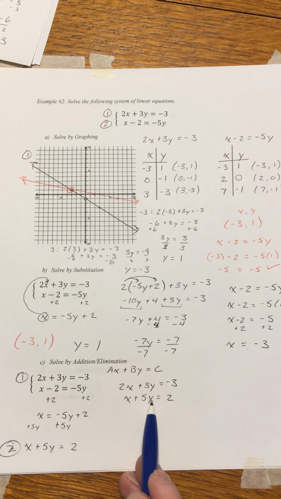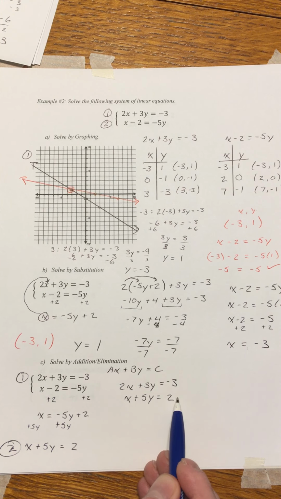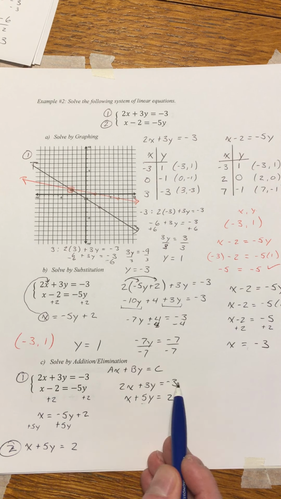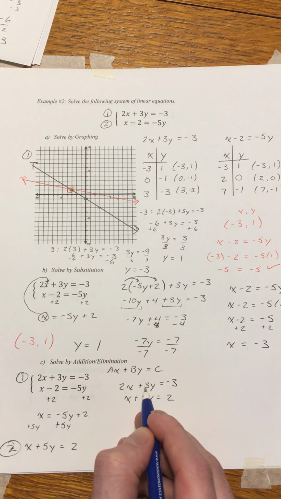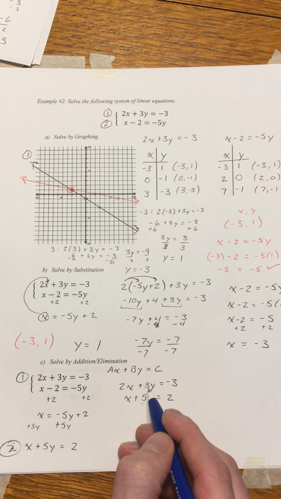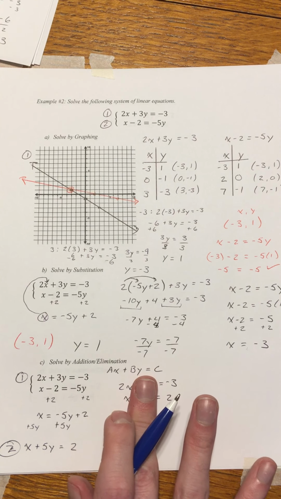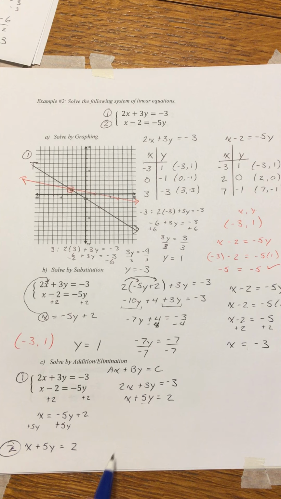Now if you wanted to do y, what you could do is multiply this bottom row, this entire thing, by 3. That would give us 15y. And our top row, we can multiply the entire thing by negative 5, excuse me. That would give us negative 15y. We'd have negative 15y plus 15y. These would cancel and you could solve. However, it's going to be much easier just to deal with the x's this time.